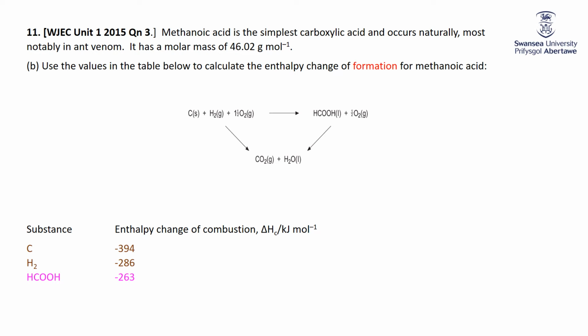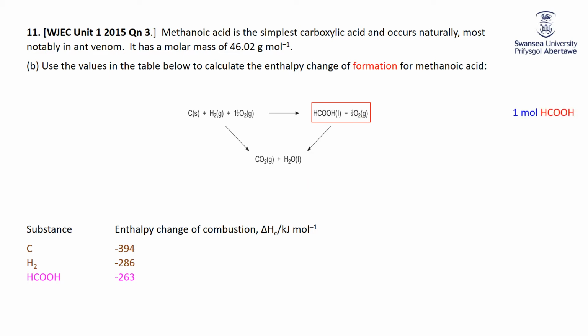Methanoic acid, the simplest carboxylic acid, occurs naturally, most notably in ant venom, and has a molar mass of 46.02. Use the values in the table below to calculate the enthalpy change of formation for methanoic acid. Well, there we've got 1 mole of methanoic acid and a half O2, but remember O2 in terms of formation is irrelevant as far as the energy needed for it.